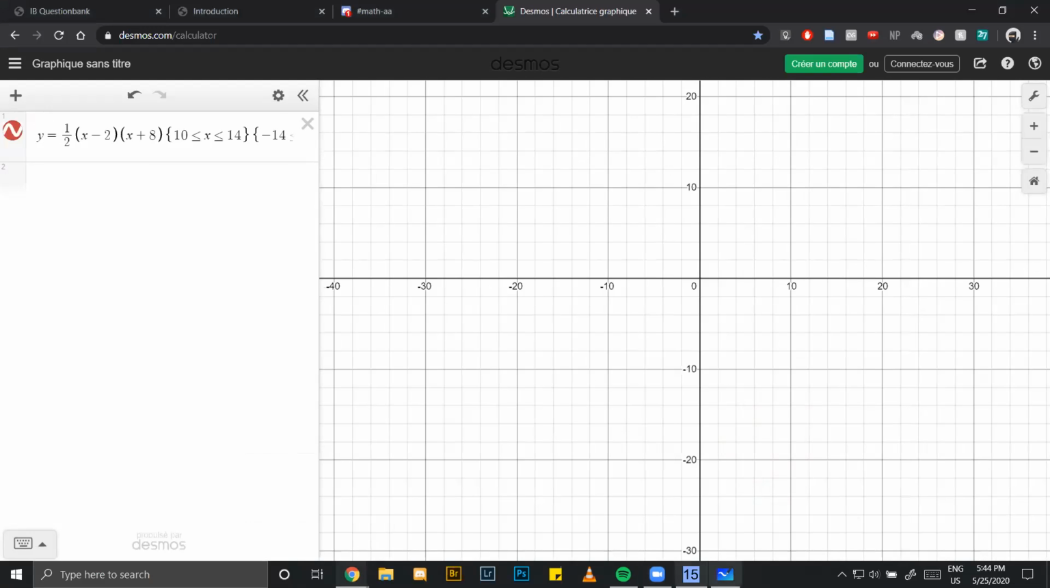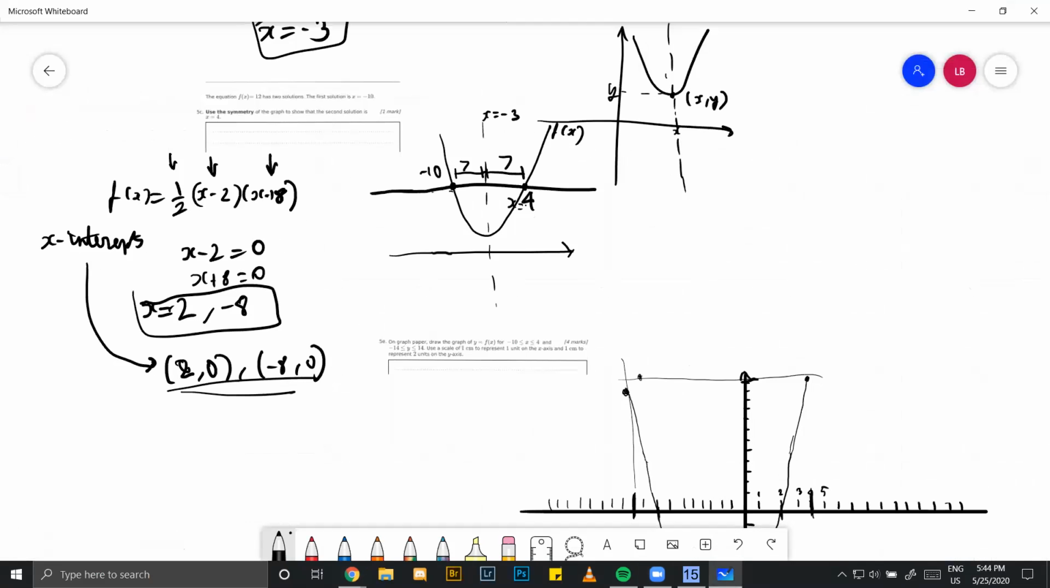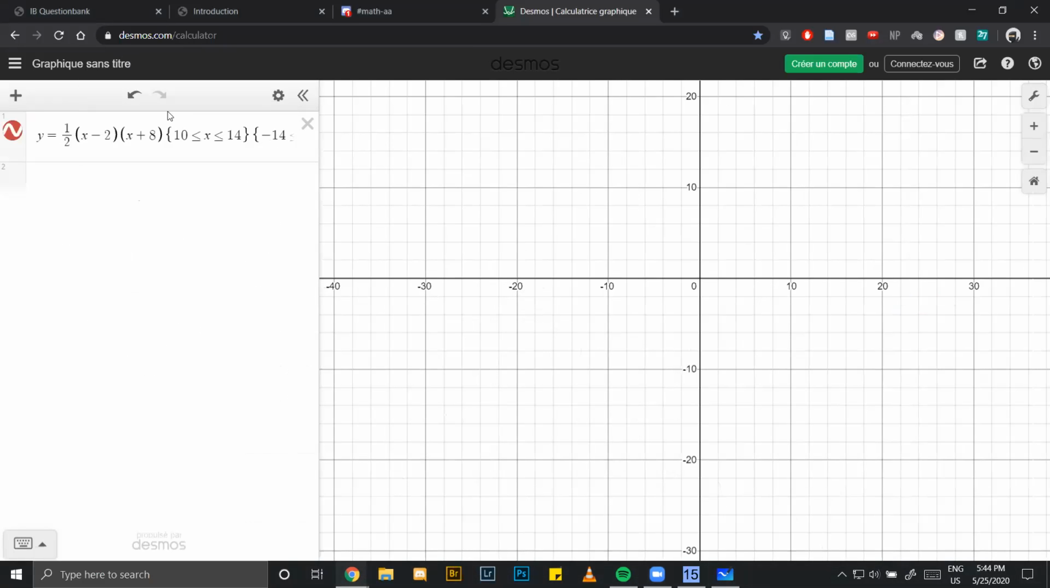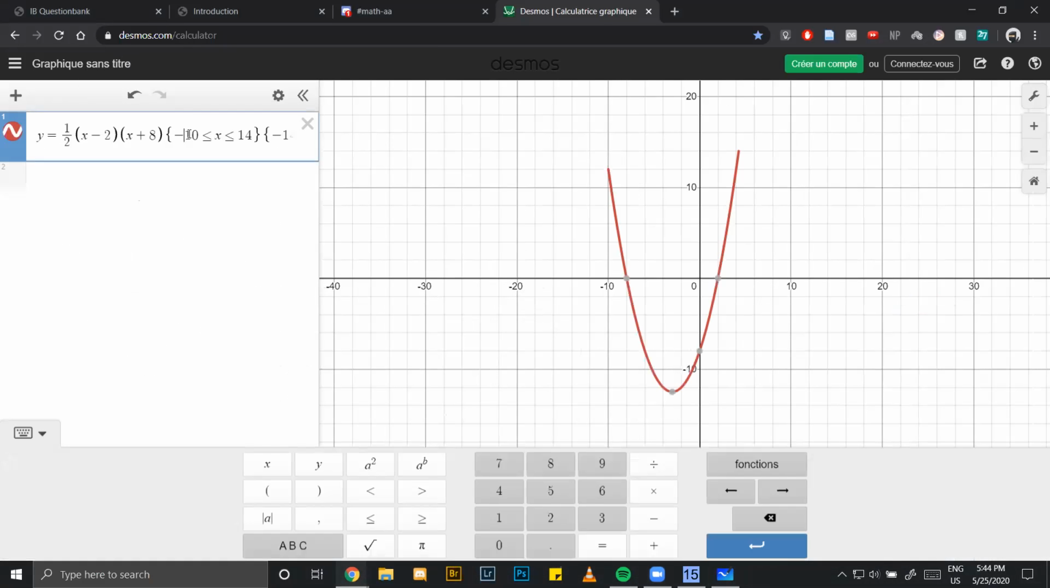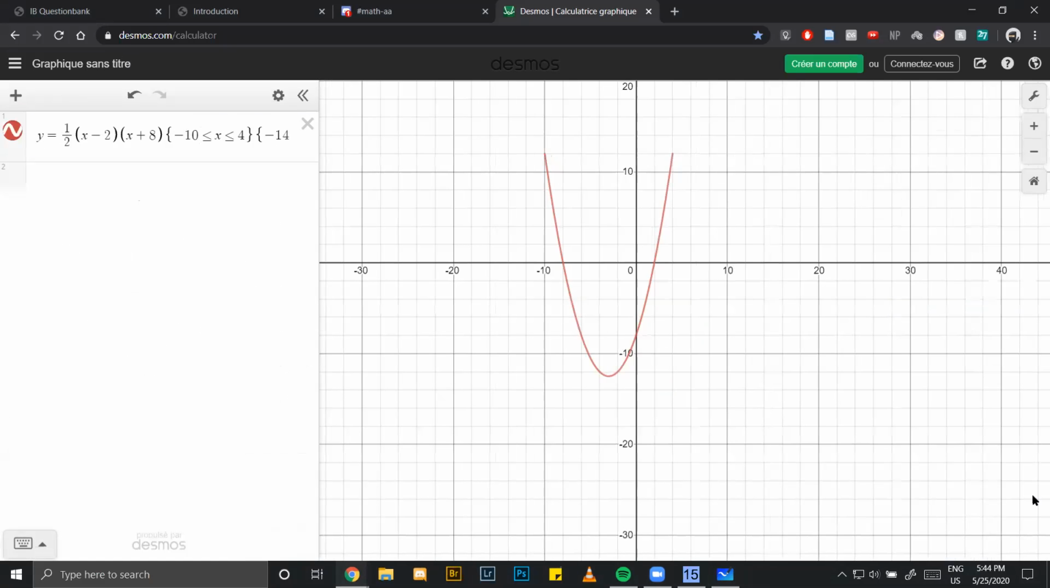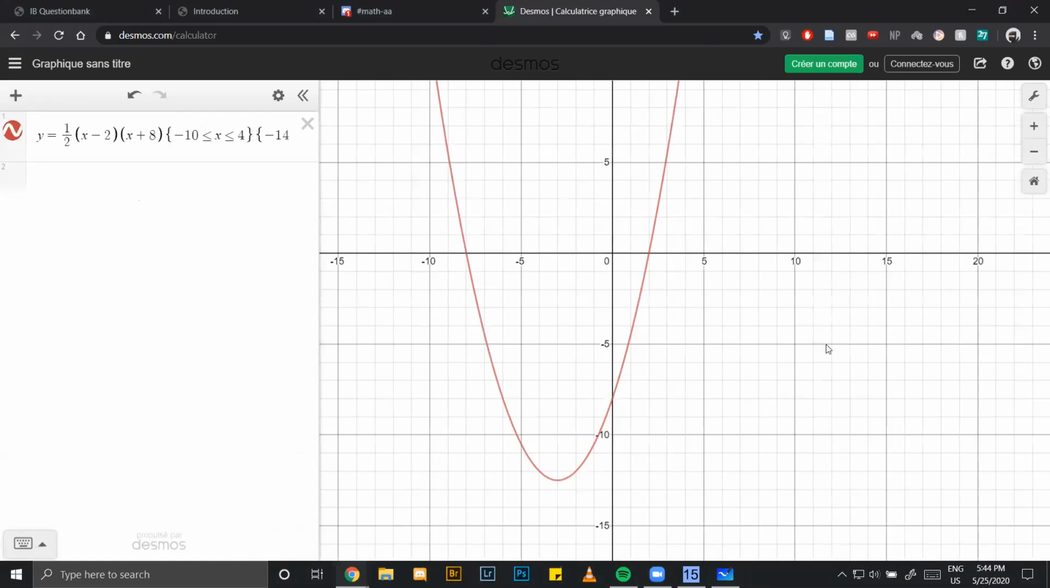Wait a second, I made a mistake, clearly. Oh, I'm such an idiot. It's not 10 to 14, it's negative 10 to 4. Now I can see it. There we go. Yeah, my restrictions were wrong. Here, this is what it looks like.